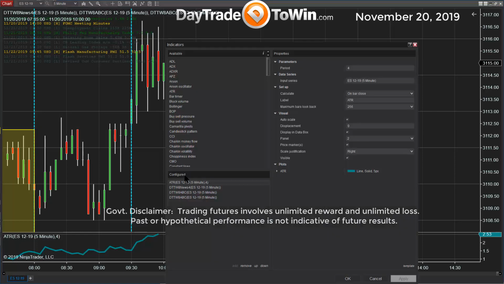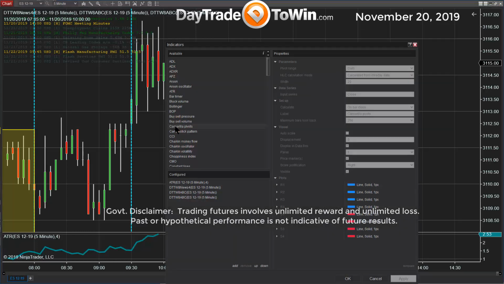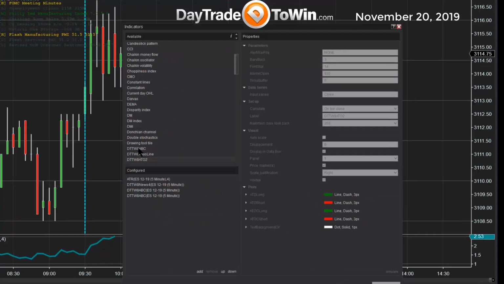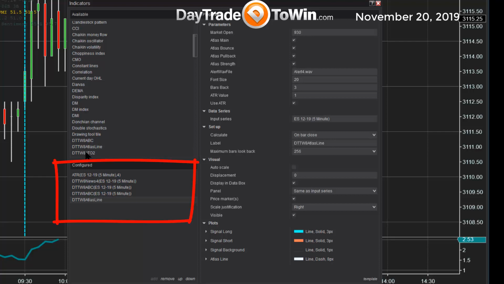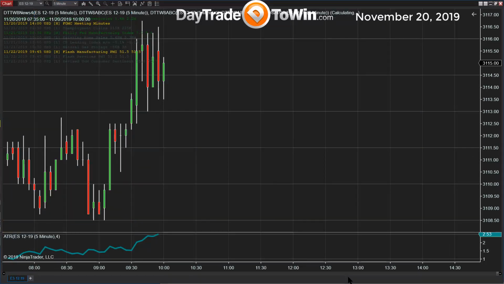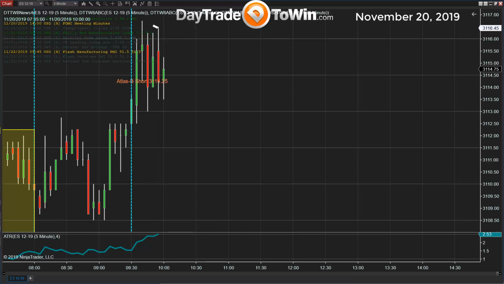What I'm doing right now is adding the Day Trade to Win indicators to the chart. I want to see if there are any opportunities. I'm going to add the ATO2 and the Atlas line. This is being recorded live. It's not market replay. Here we have immediately a short signal to go short.